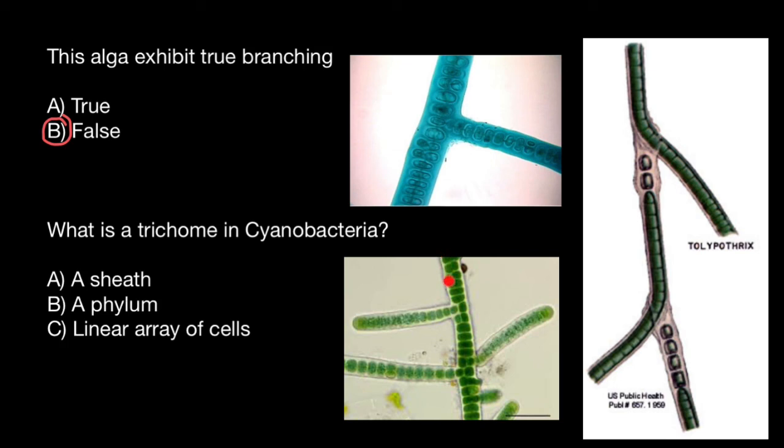So this is filamentous cyanobacteria. And this is also filamentous because we see here sheath. But if you see a chain of cyanobacteria, which we call colony, without sheath, we say that this is trichome. So as you see, our choice is going to be variant C. Trichome is a linear array of cells.